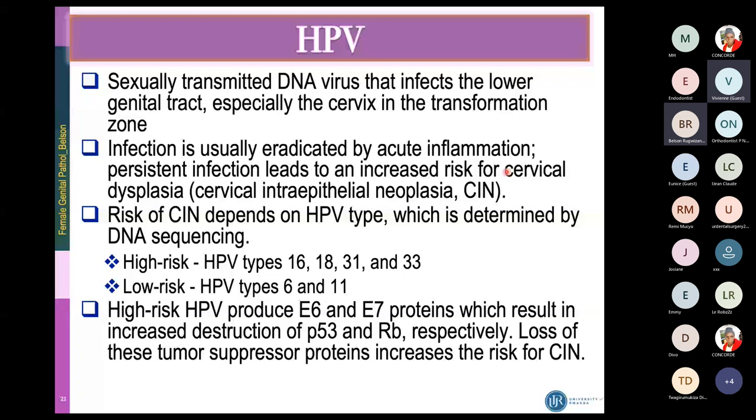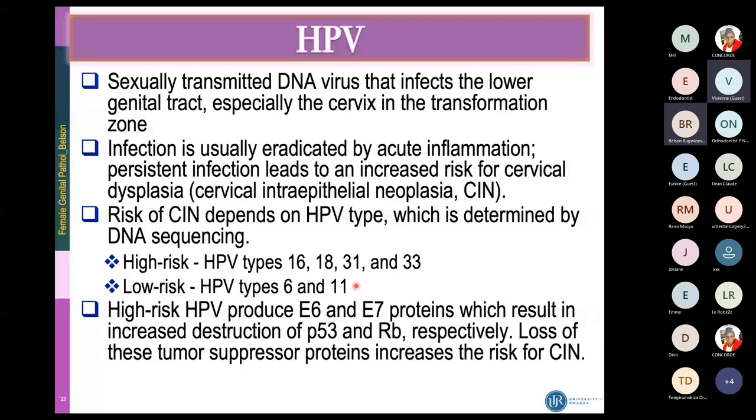By looking at the genome of the virus, the DNA, depending on the sequence, they know the serotype, such as 16, 18, 58. The high risk HPV types are 16, 18, 31, 33, which are the most common in general, but in Rwanda we found 16 and 58. The low risk HPV types are 6 and 11. The high risk HPV produce E6 and E7 proteins, which result in increased destruction of P53. So this is very important.